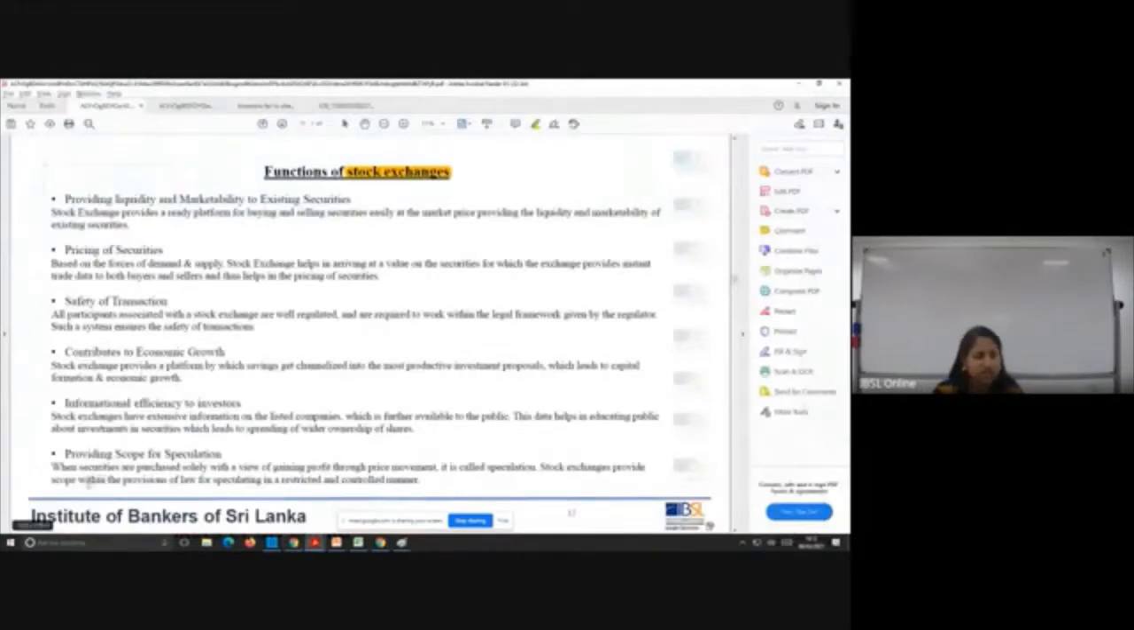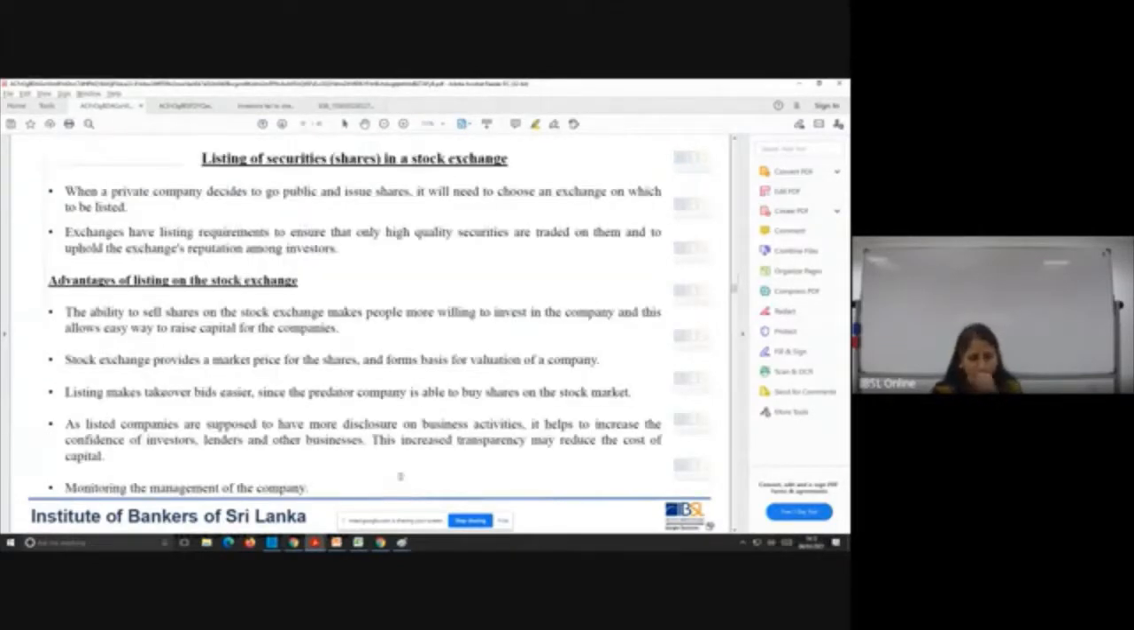Stock exchange provides scope within the provisions of law for speculating in a restricted and controlled manner. So that control I will explain to you. Then we move to listing of securities in a stock exchange.